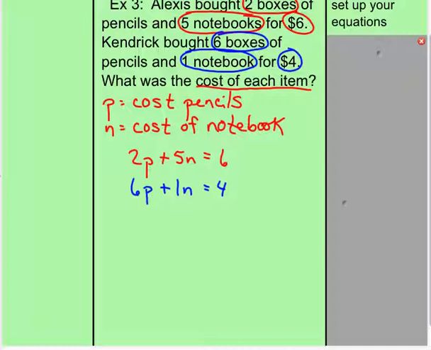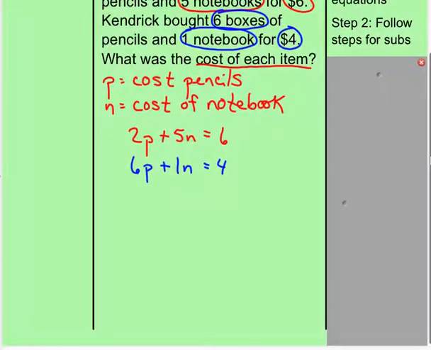So to find the cost of each item, we need to solve by substitution. So in this one, again, we have to look for the variable that's kind of alone, and in this case, it's our blue N, has a coefficient of 1. So to get that completely alone, we're going to subtract 6p from both sides. So we get 1n, or n, equals 4 minus 6p.